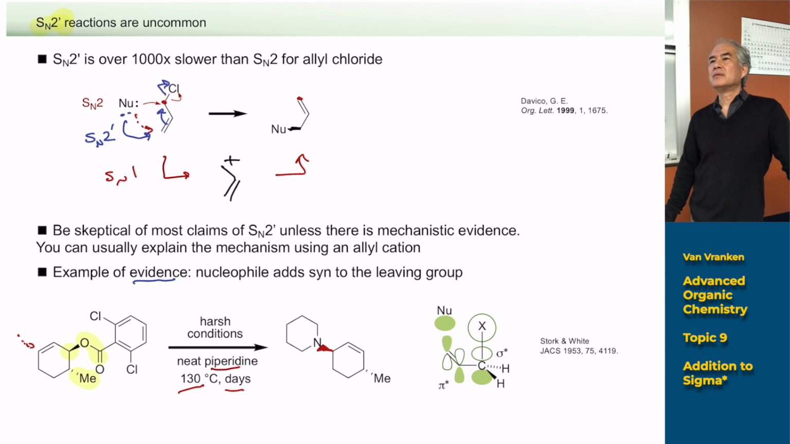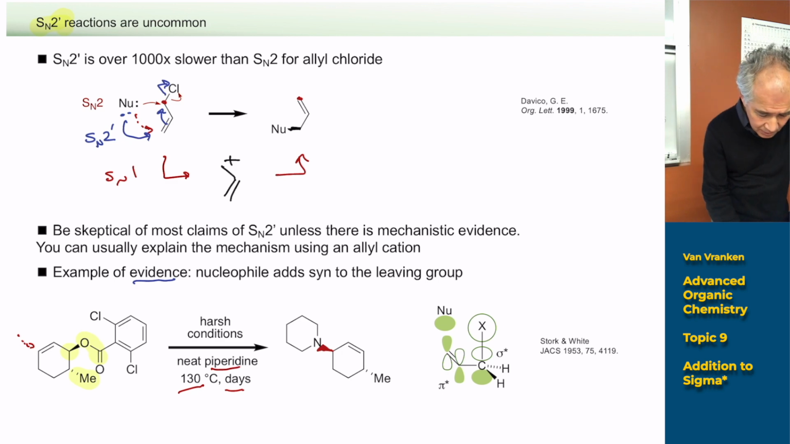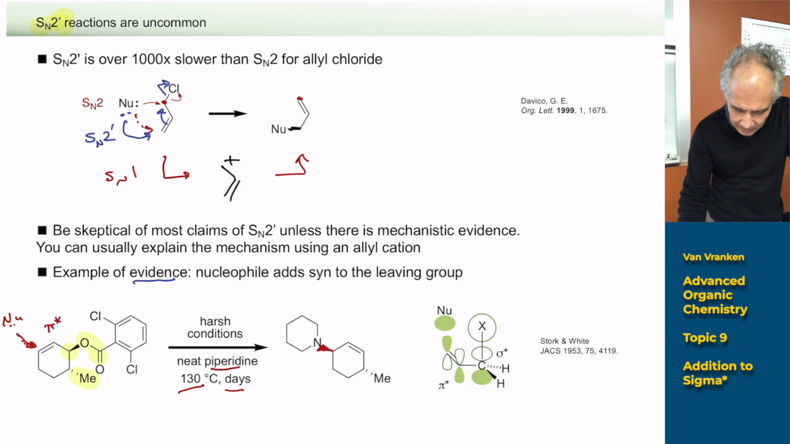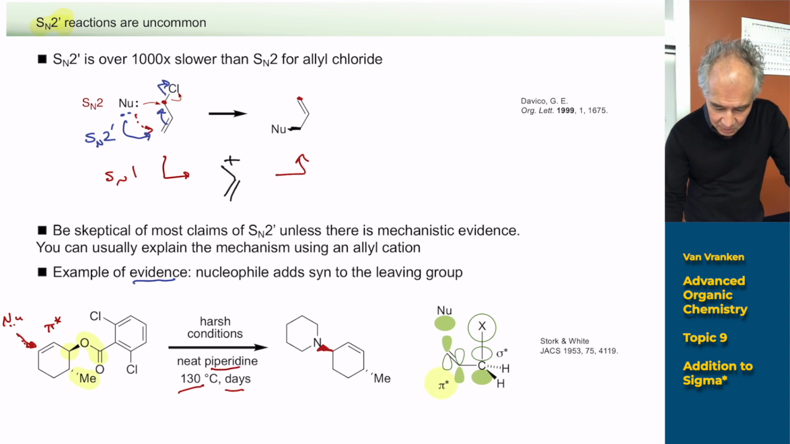Why does that happen? Why does the nucleophile have to approach from the same side as the leaving group if you're doing an SN2 prime? If you look at the orbital overlap here, if you're trying to get some sort of a nucleophile to add to this double bond, you're adding to pi star. So let's go ahead and draw out this pi star orbital. You've got some sort of an interaction between the nucleophile adding to pi star.